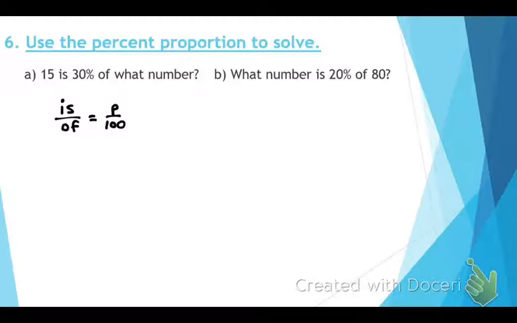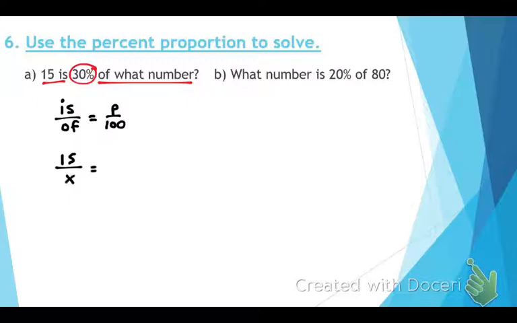I want you to take your red pen and we're going to underline and circle the 3 different parts that identify the is, the of, and the P. So we've got 15 is, 30%, and of what number? Nasir, help me with this. What's my is? 15. What's my of?